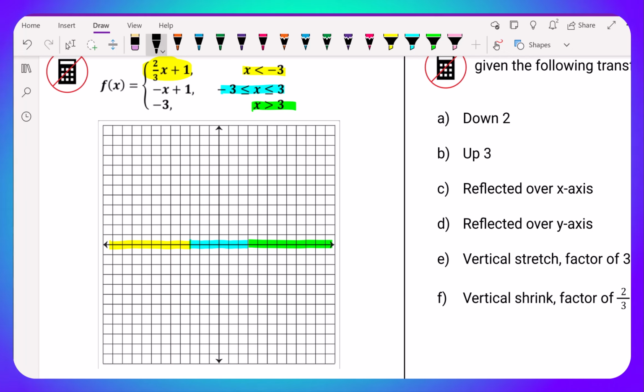My intercept is +1, so I'm going to put a little dot here. And then my slope is up to right 3. Up to 1, 2, 3. Up to 1, 2, up to 1, 2, 3. Okay. Now I'm going to go backwards. I'm going to go down to left 1, 2, 3.